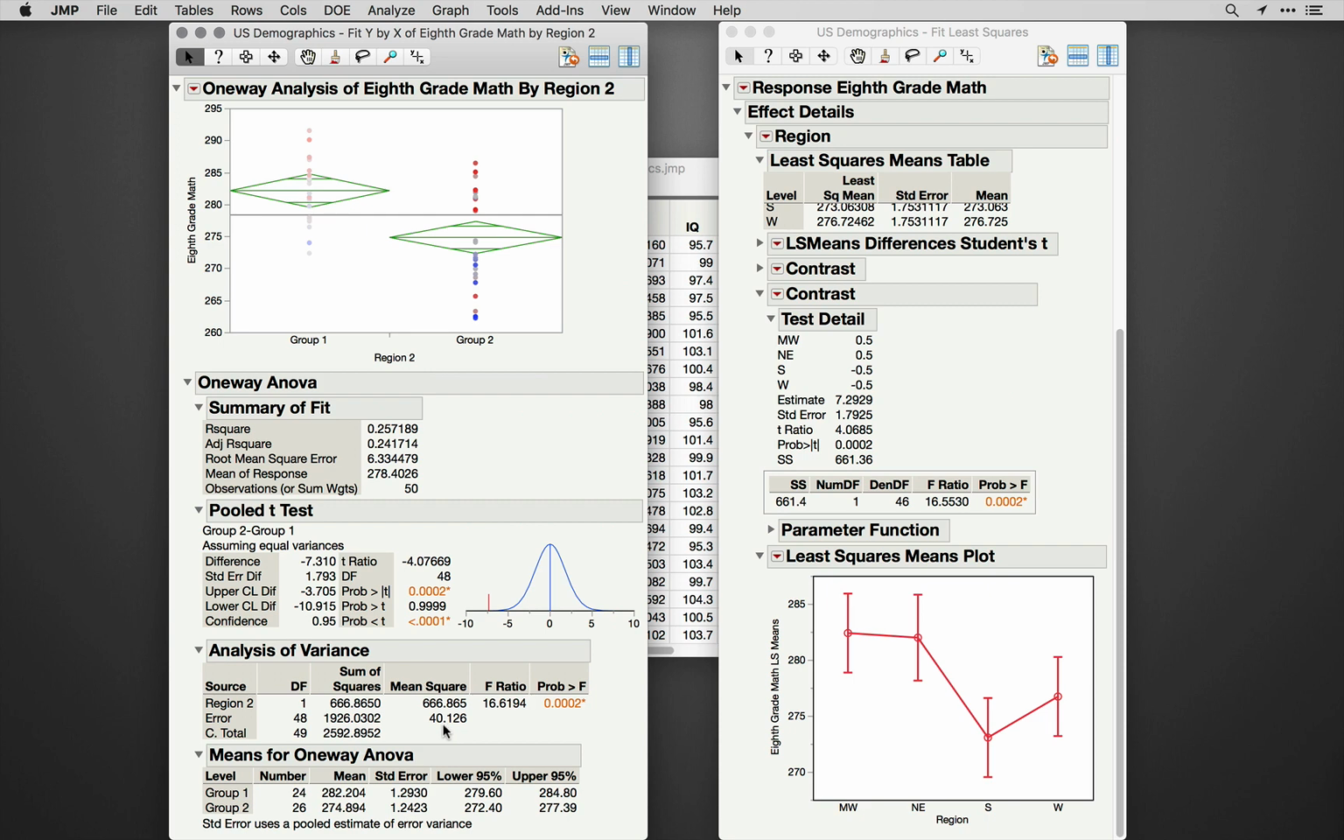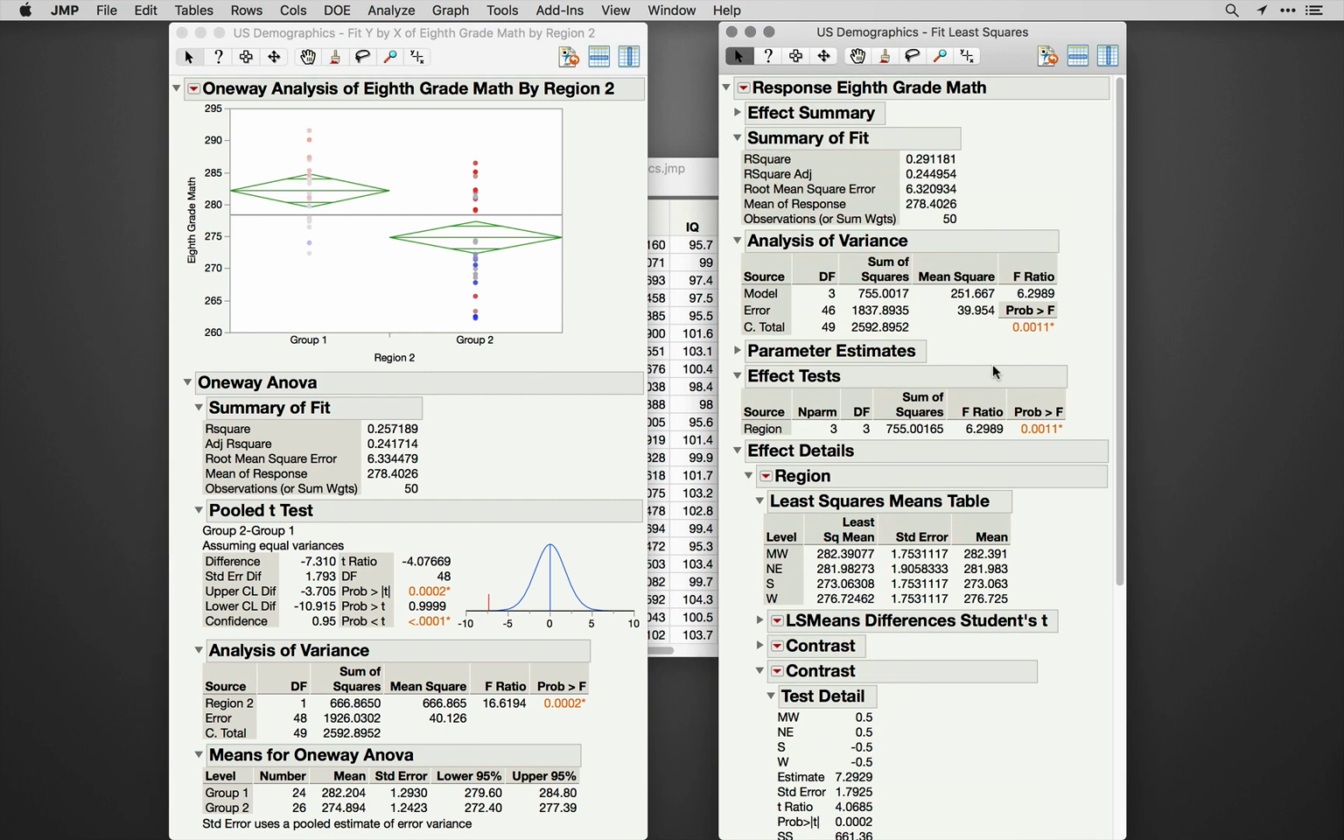That 40.126 over here is going to be larger than the mean square error, 39.954. So there is statistical efficiency by not just lumping these different groups of individuals together to get that comparison. The statistically correct way, the most efficient way, is going to be doing the contrast. Now in this particular example, the difference was trivial.